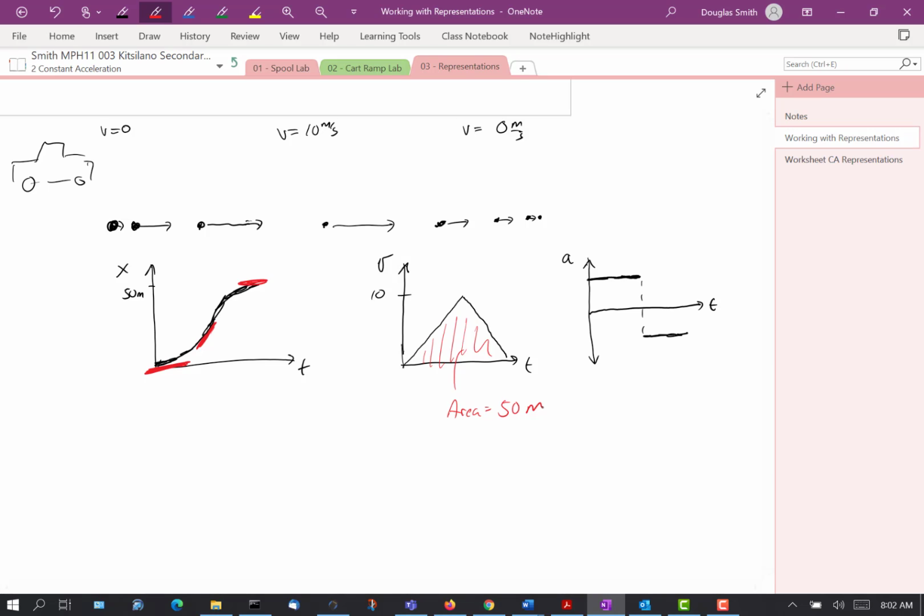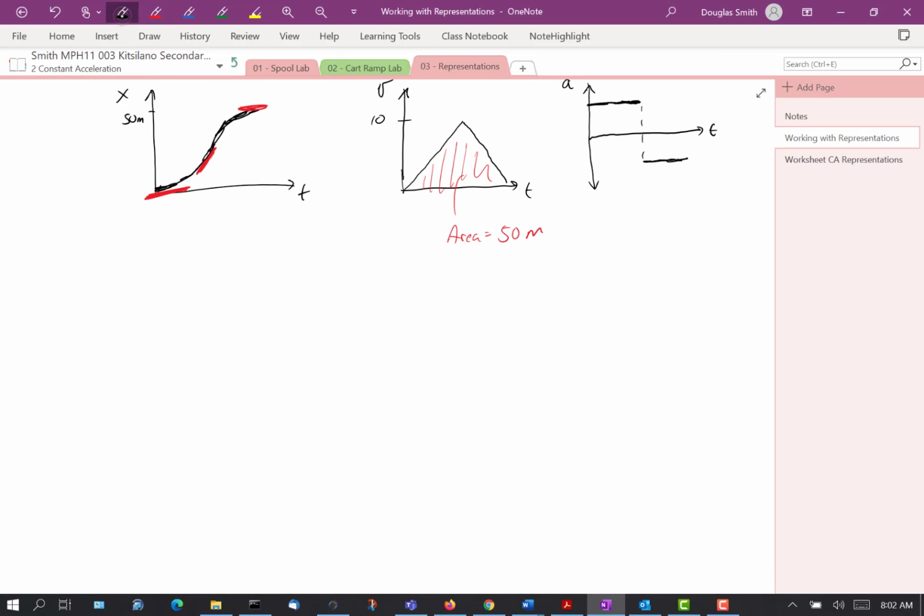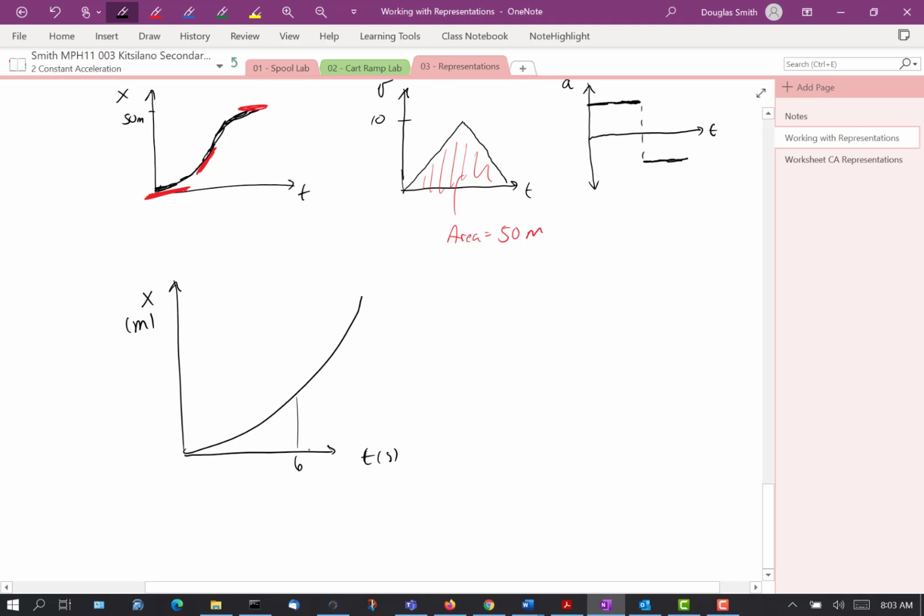There's stuff like this. What else could you be asked to do? You might be given a graph like this, an XT graph, seconds, meters, and maybe you're asked to find the velocity at 6 seconds. So then what you do is you draw a tangent line, you get the slope, and that slope is equal to the instantaneous velocity.